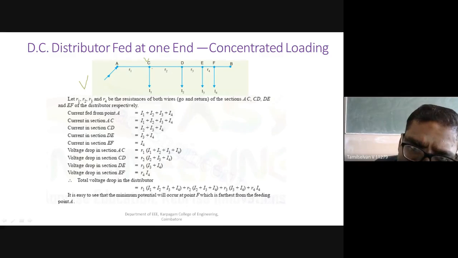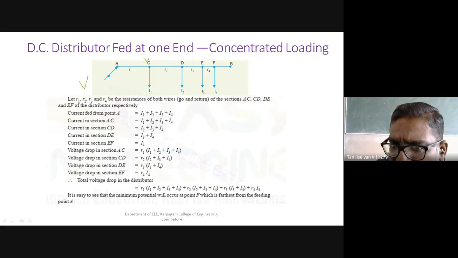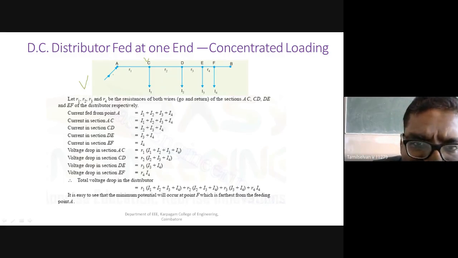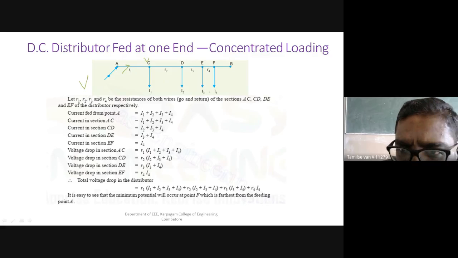The feeding point is here at A, and the entering current is here at A. The current in the section AC will be I1, I2, I3, and I4. The loads draw currents I4, I3, I2, and I1. So the entering current here is I1 plus I2 plus I3 and I4.